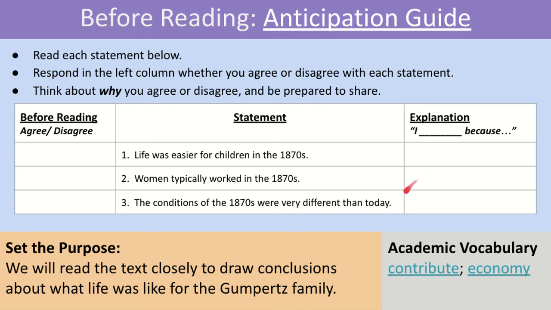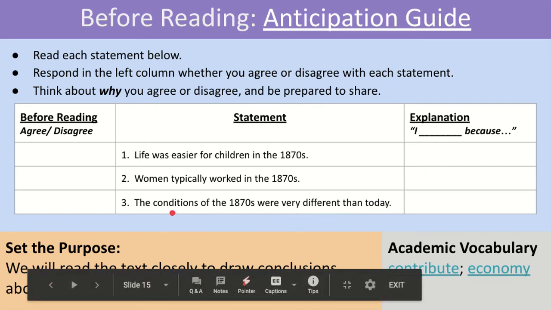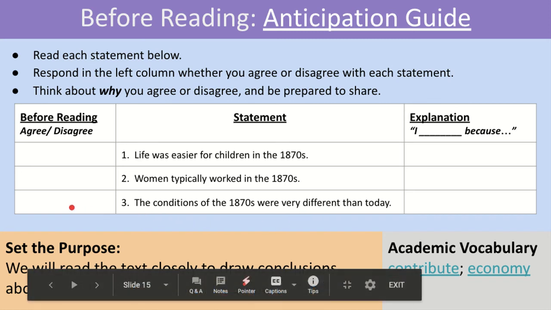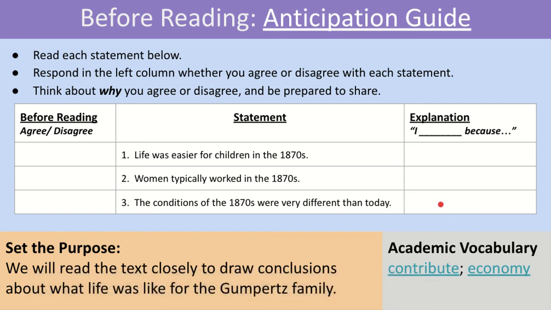All right, last one here. The conditions of the 1870s, so the conditions, so that can mean the living conditions, the conditions as a whole, were different than today. So the conditions of the 1870s were very different than today. Remember, if there's any of these words that you don't understand, you can go and look them up. All right, pause the video here and tell us whether you agree or disagree and why.